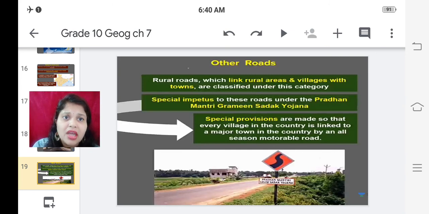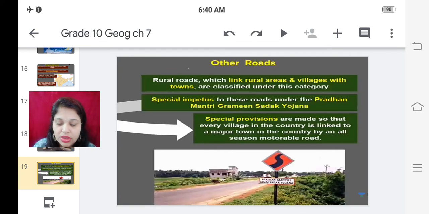So these are other roads and we will observe these roads mainly in rural areas. In villages, kaccha roads are found more, right? So rural roads which link rural areas and villages with the towns are classified under this category. The road that connects a village to a town is classified in the other roads category. So special impetus to these roads under the Pradhan Mantri Gramin Sadak Yojana.